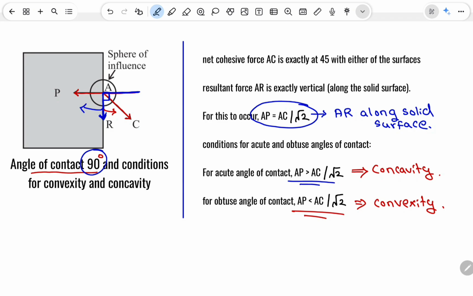So what do these conditions of concavity and convexity tell us? That when AP, which is adhesive force, is greater than AC by root 2, where AC is cohesive force, the meniscus is concave and the angle of contact is acute. On the other hand, when the adhesive force AP is less than AC by root 2, the meniscus is convex and the angle of contact is obtuse.